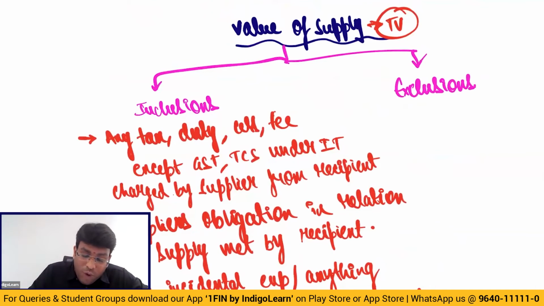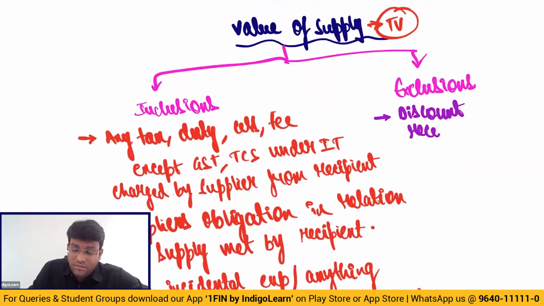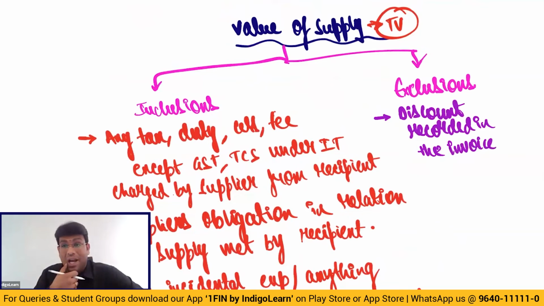Now let me talk about what are the exclusions to transaction value. Only 2 points are there. Point number 1, discount recorded in the invoice. I repeat again, what is the first one? Discount recorded in the invoice. And in GST law, there is no difference between trade discount, cash discount, quantity discount, turnover discount, nothing like that. Discount is a discount. And with discount recorded in the invoice, directly reduce it.